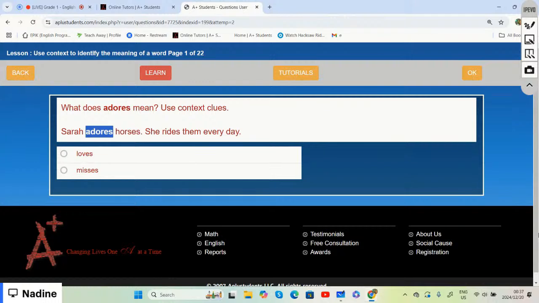And look at the next sentence. It says she rides them every day. The next sentence is she rides them every day. If you use something or do something or play with something every single day, do you love that thing? Option one. Or do you miss that thing? Option two. Something that you use every day. What do you think?